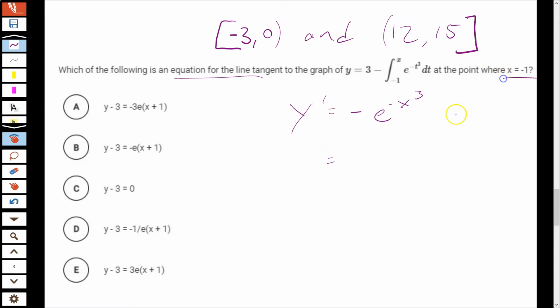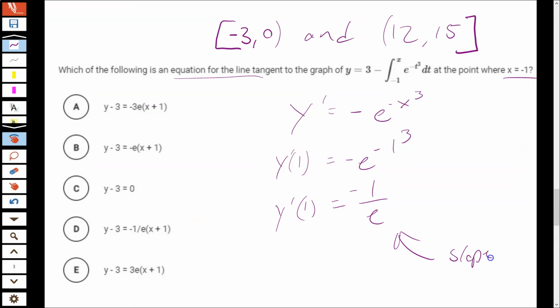Now, if we want this point, we're going to plug this in. So I could write that like this: y prime of -1 equals negative e to the negative 1 to the third, which is 1 over e, right? Because this just becomes a 1, but it is negative, so we're going to move it to the bottom, and then we're going to keep the negative. Okay. So that is y prime of -1. And then let's think about what we just found here. This is the slope of our tangent line.